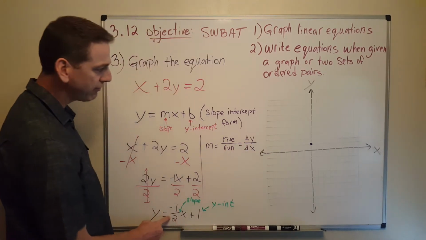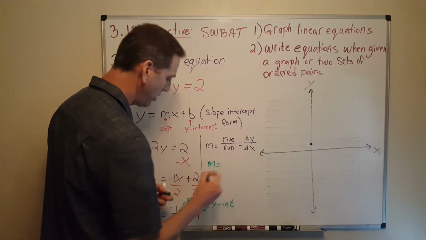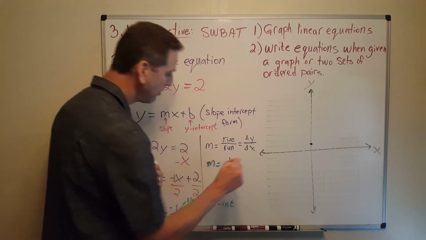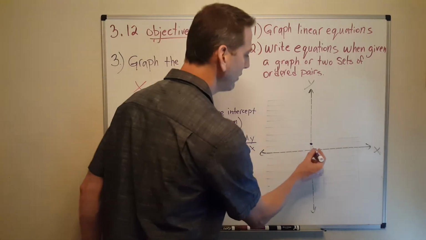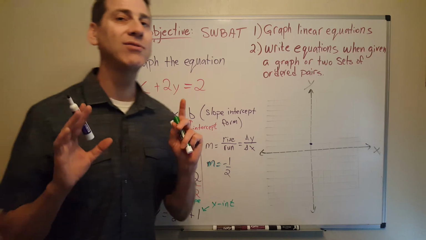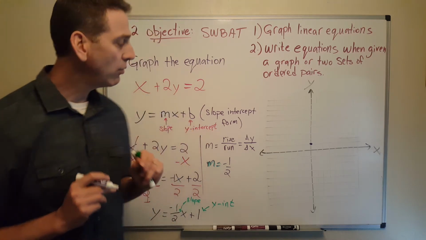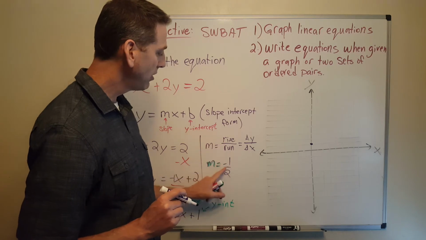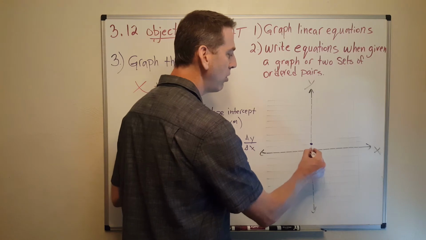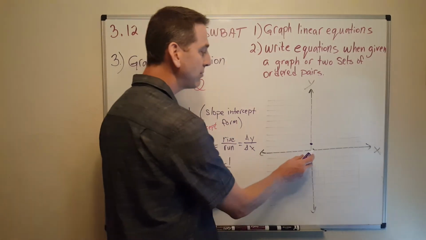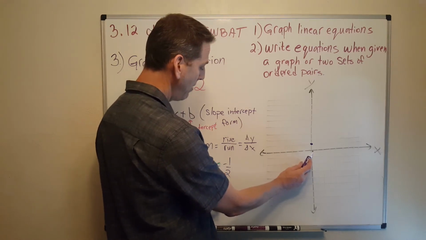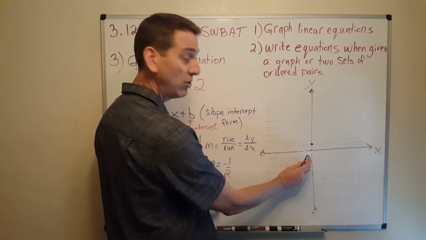Okay, so my slope is negative 1/2. Let me just be consistent with the same color here. So what I do is I start at my y-intercept, and I say, okay, what is my rise? My rise is negative 1. So I go down 1. I do not put a mark there. I just rest my pencil there because I still have a run to do. Now my run is positive 2.